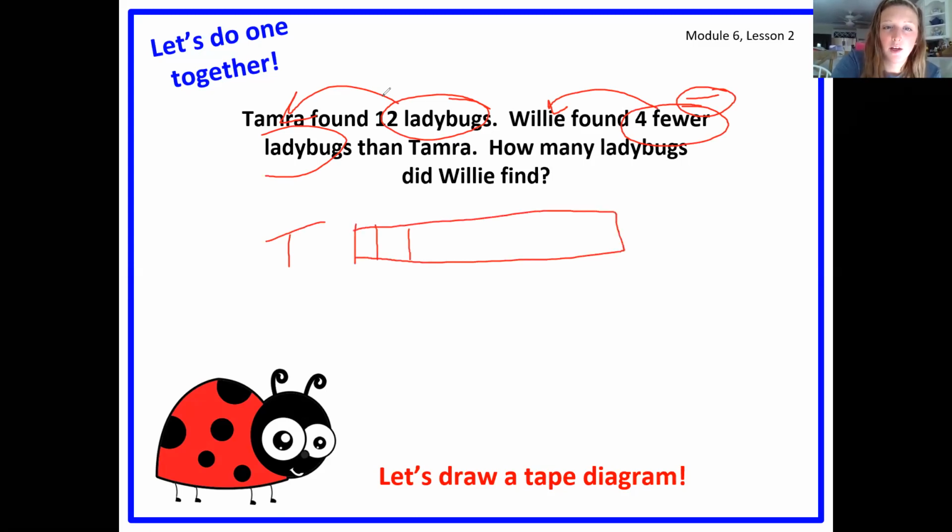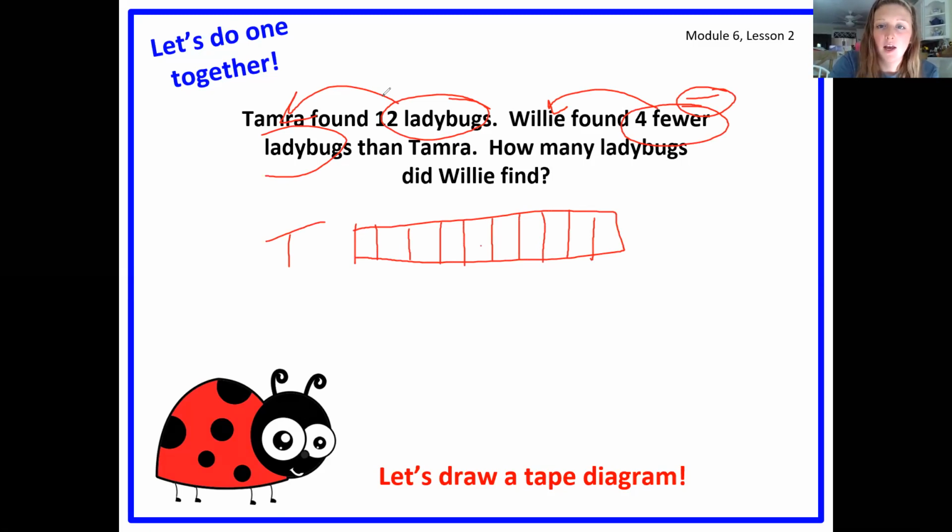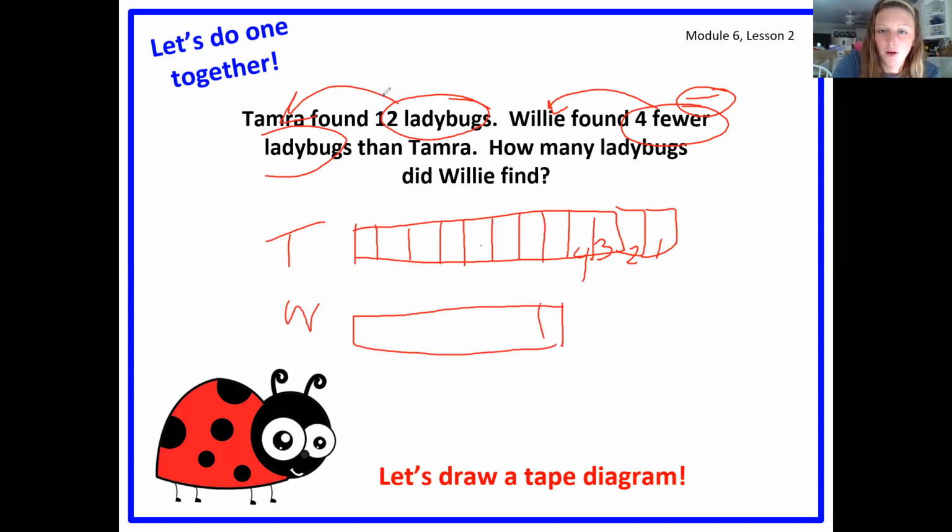1, 2, 3, 4, 5, 6, 9, 11, 12. Okay, and I know I can count 1, 2, 3, 4, and I know that Willie's will stop for fewer, so I'll make it this big. 1, and I'll line up the lines.